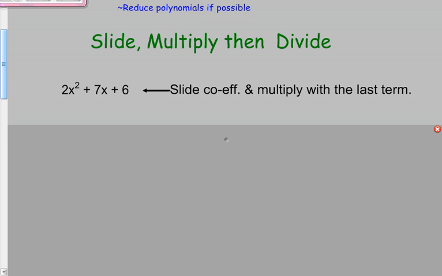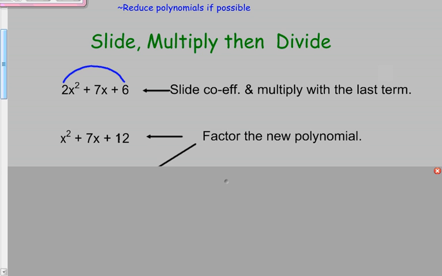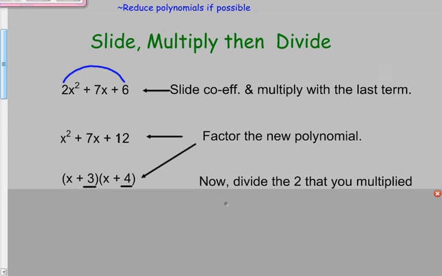First thing we're going to do is slide the coefficient in the very beginning, the a, and multiply it with the last term. So it'll be the 2 times the 6. You will then have x squared plus 7x plus 12, because we did 2 times 6 to get our 12. Now we have it in the form we're used to factoring, so we can just factor this into two binomials. The factors of 12 that add to make 7 are 3 and 4. 3 and 4 multiply to get 12, but add to make 7.